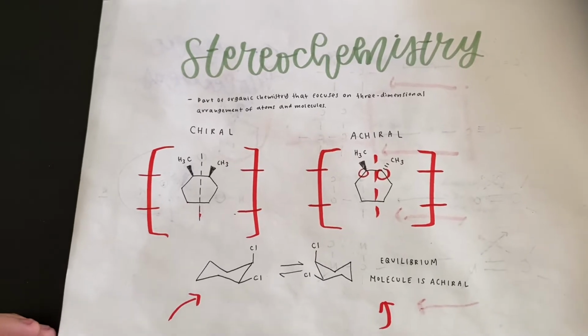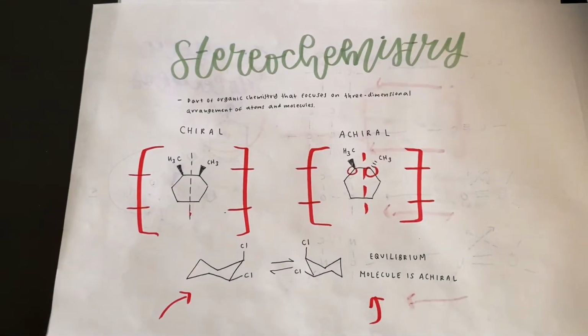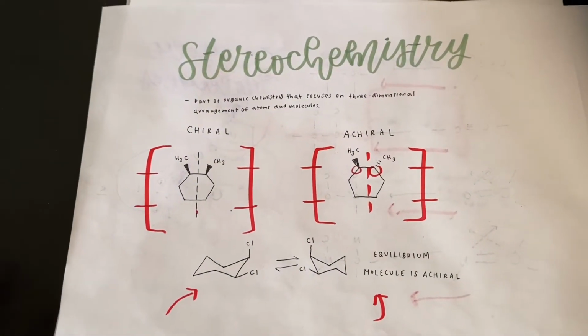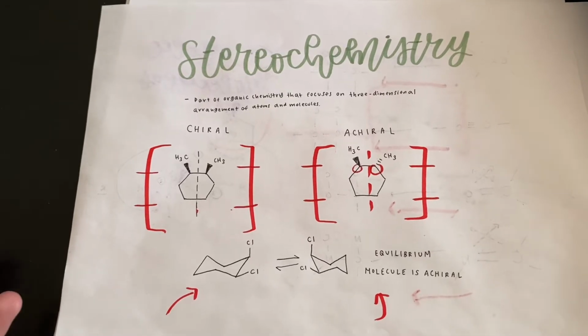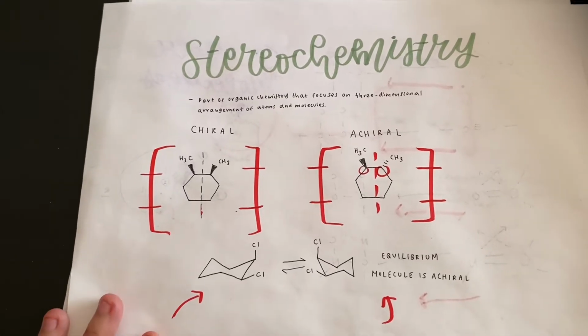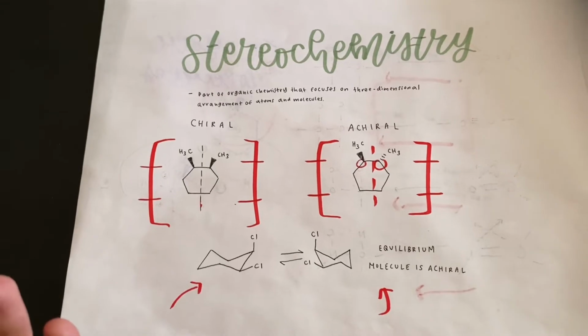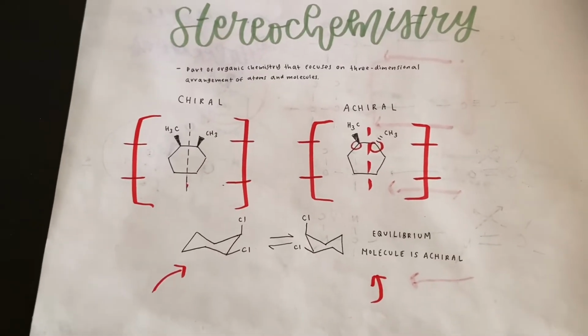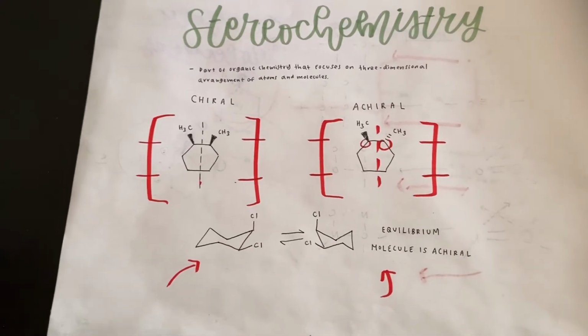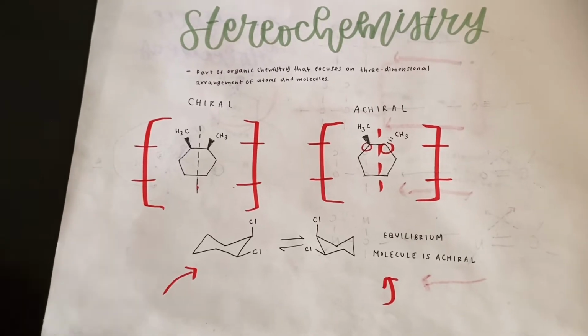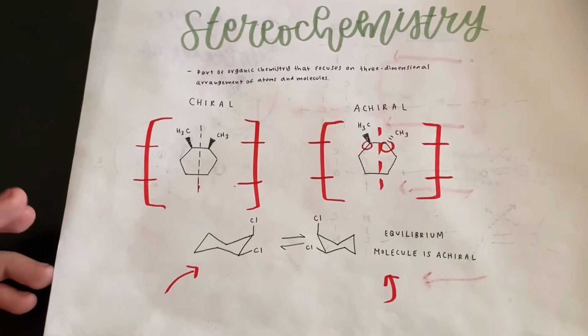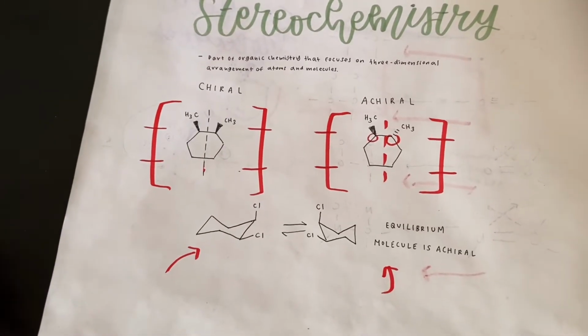Stereochemistry. Stereochemistry is a part of organic chemistry that focuses on three-dimensional arrangement of atoms and molecules. In order to dive into organic chemistry, you need to know what stereochemistry is and the relationships within stereochemistry. Symmetry and chirality. Asymmetric objects are chiral and symmetric objects are achiral.